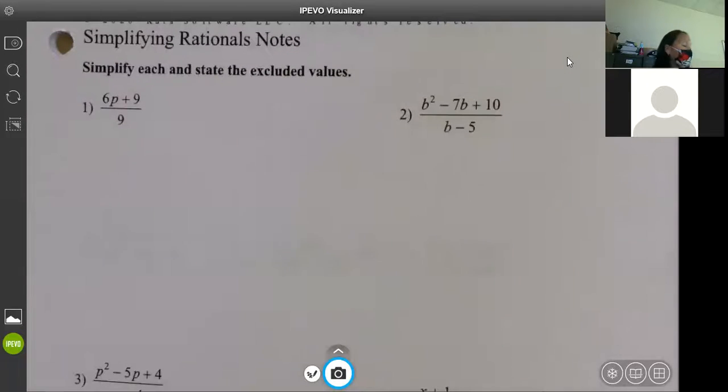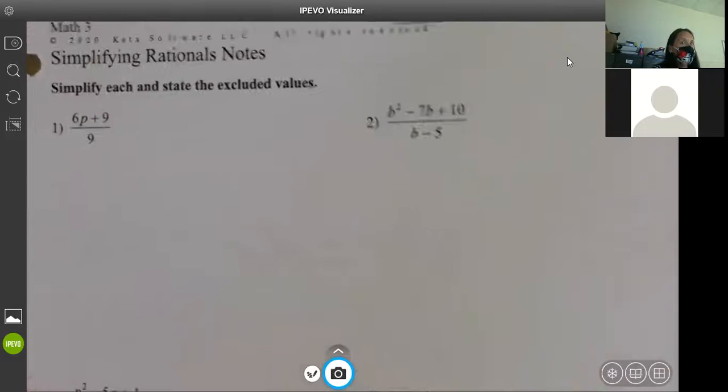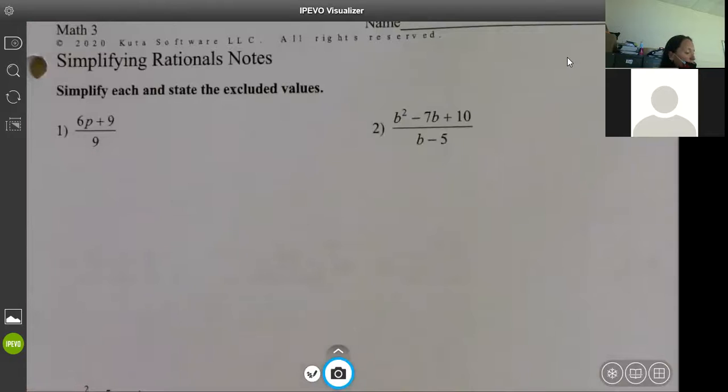All right, so today we're going to start our rationals unit, and if you're okay with factoring, you will be okay with this unit. It's really not that bad. It's one of my favorites to teach. So all we're going to do to begin with is simplifying. We're going to start simplifying, we're going to multiply, we're going to divide, we're going to add, subtract, and then we're going to solve them. So today we're just starting with simplifying.